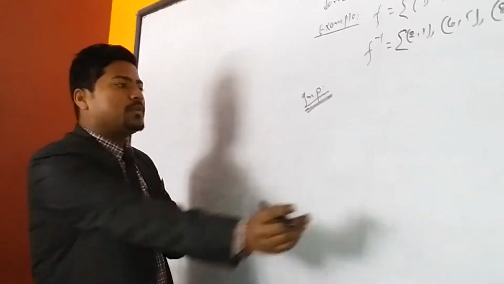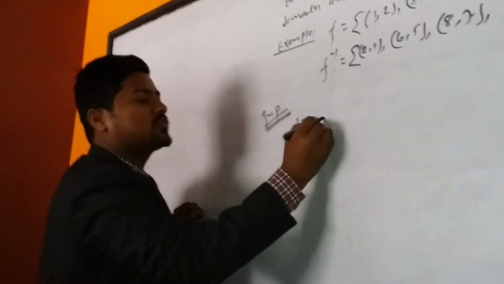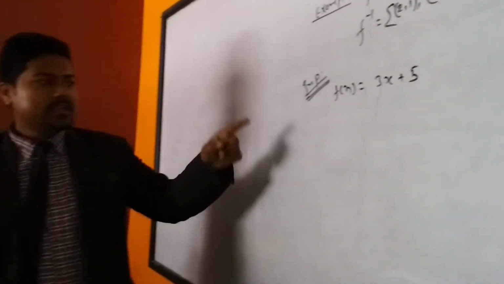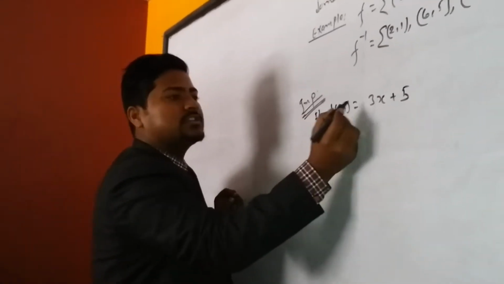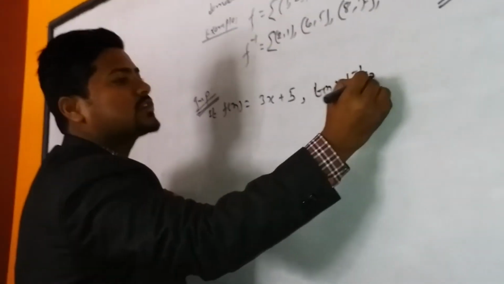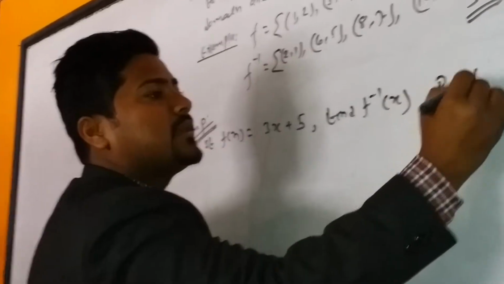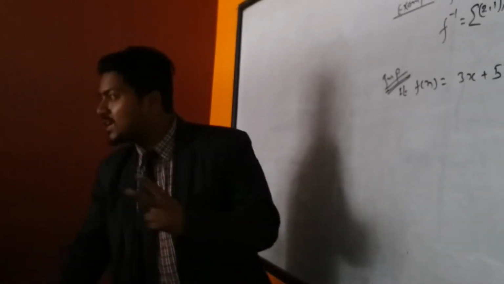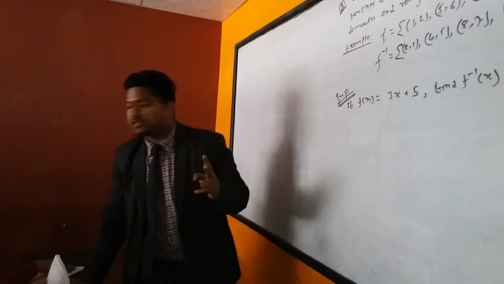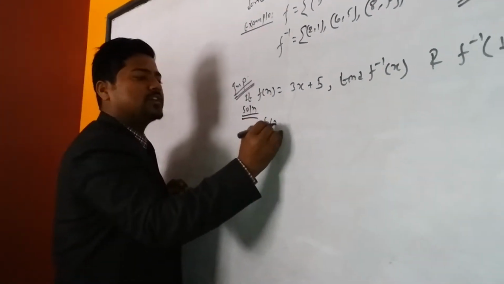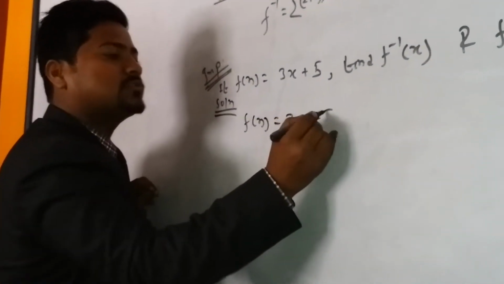Now, suppose a function f(x) is given as 3x plus 5. If f(x) is equal to 3x plus 5, find f inverse x and f inverse 10. These questions will come. This question is asked for 2 marks and is important. So all of you look at the board now. First try to understand, then you can solve the other questions yourself.